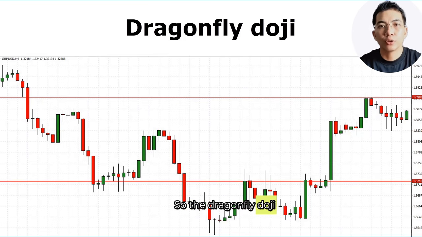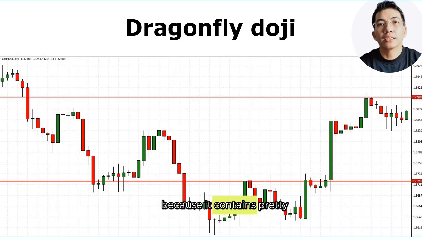So the dragonfly doji has exactly the same logic of the hammer, because it contains pretty much the same action that you see in a hammer. So we will use both of them in the same way during the course.